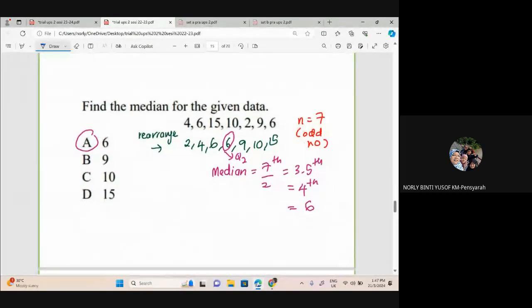Sama juga untuk cari median data, you kena rearrange lah data ni sebab dia tak ikut ascending dan data you adalah odd, ganjil dan you nak cari median lah yang tengah-tengah kan. So dapat 7/2, since that odd you non-integer you round off dapat 4, so memang betul lah 4 tengah-tengah kat sini, ni 3. So dapatlah 6.